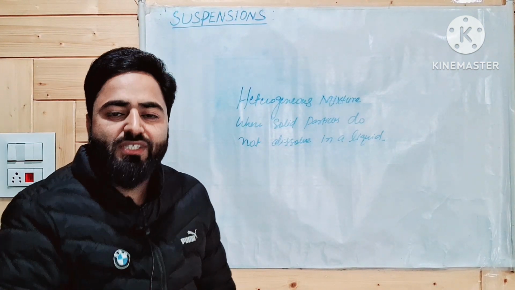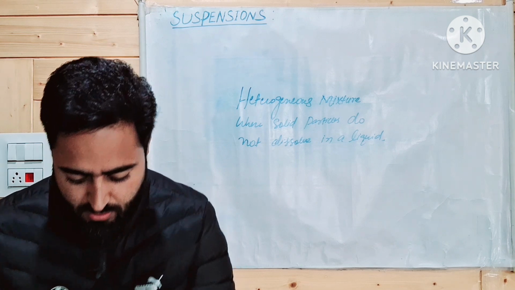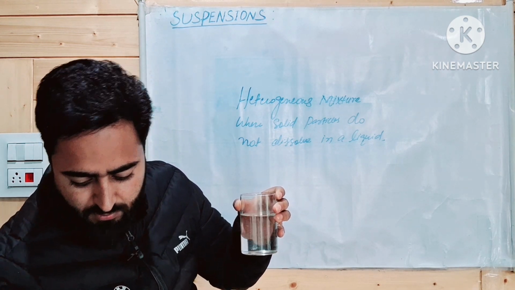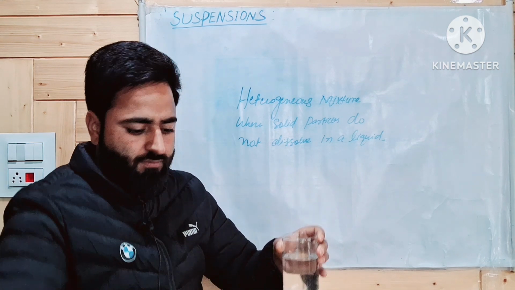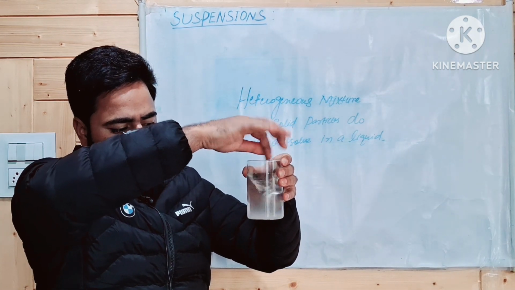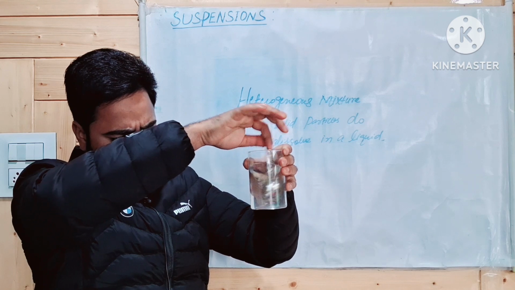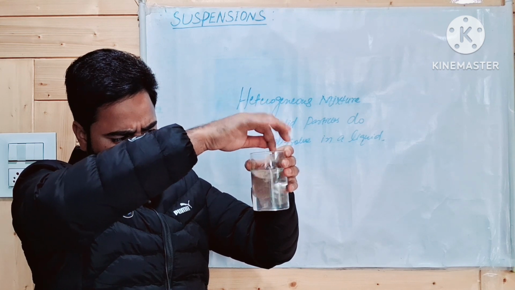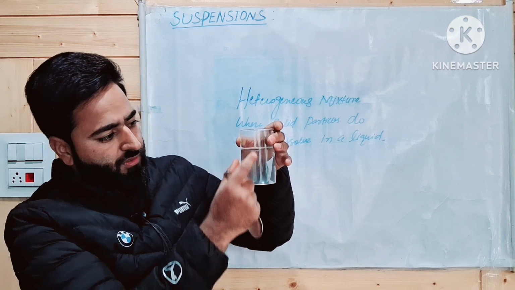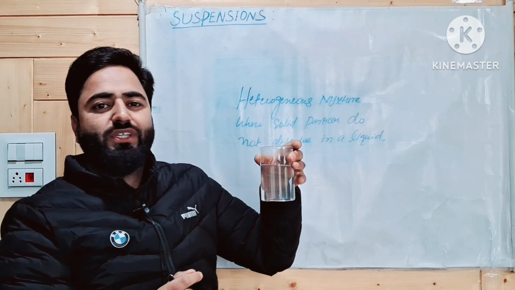But why can't we see two distinct layers when we make a true solution? Suppose I have a glass containing water. Now if I add a spoon of salt in it and I try to shake it, the salt is completely dissolved in the water. There are no distinct layers. Why can't we see two distinct layers in a true solution?